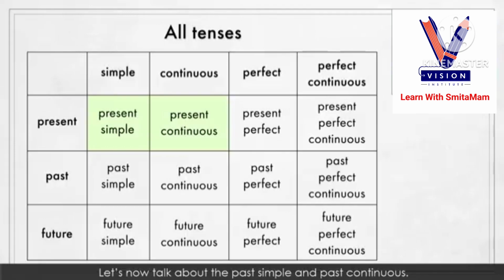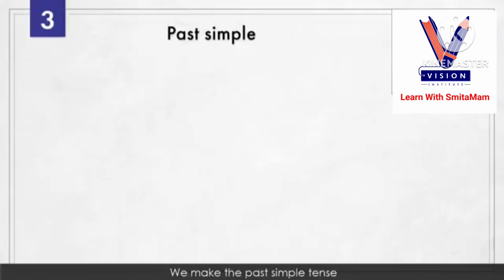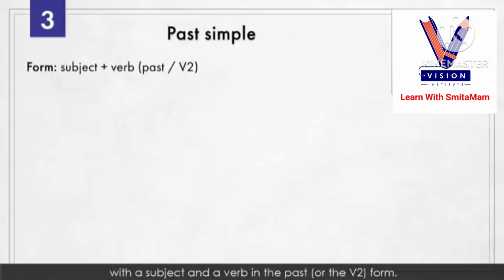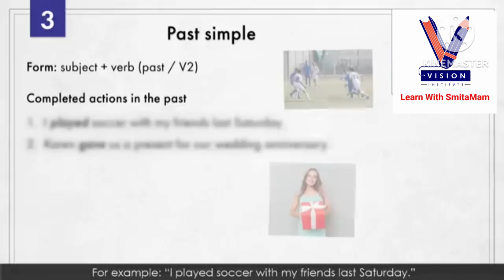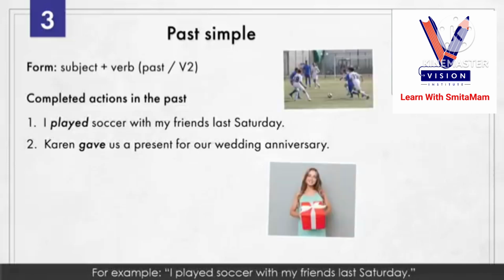Let's now talk about the past simple and past continuous. Past simple first. We make the past simple tense with a subject and a verb in the past or the V2 form. This tense is used to talk about completed actions in the past. For example, I played soccer with my friends last Saturday. Karen gave us a present for our wedding anniversary.